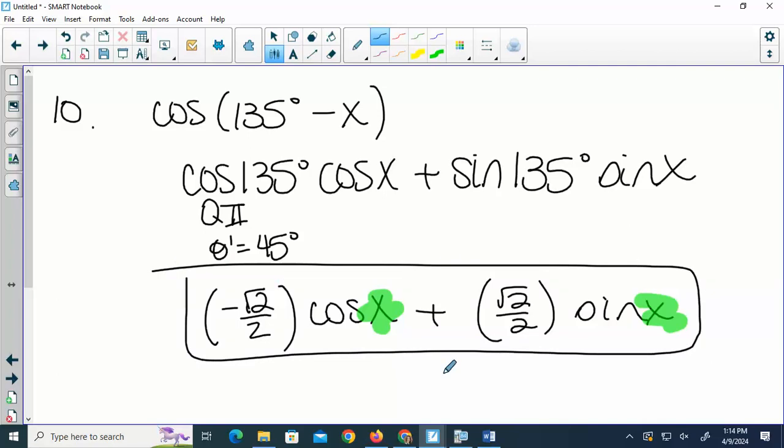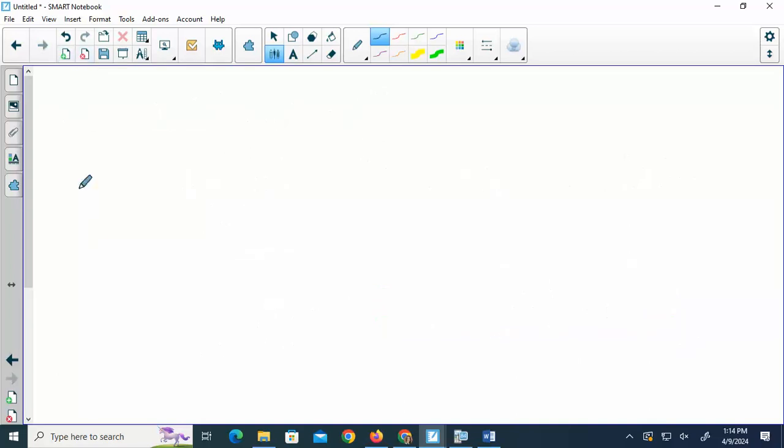You could factor out a radical 2 over 2 and put that in front and then sine x minus cosine x in a parenthesis, but you don't have to. Okay, that's what I have. Yeah, that's equivalent.